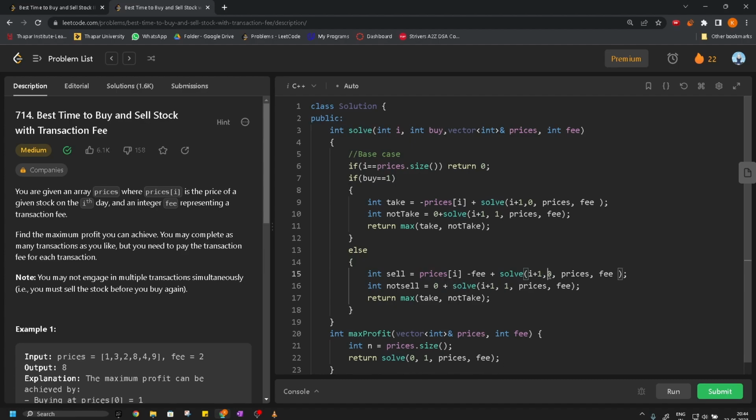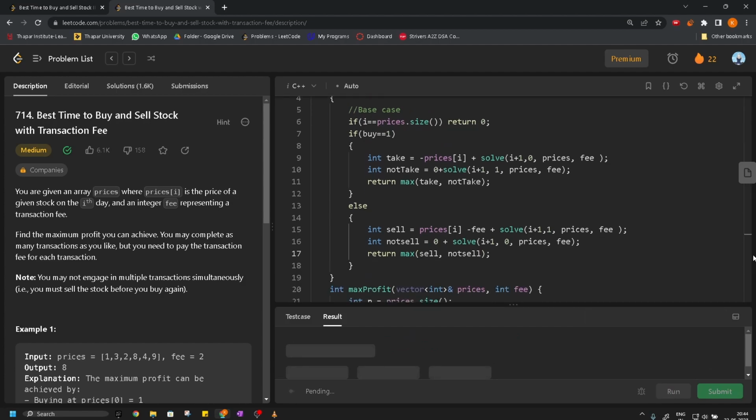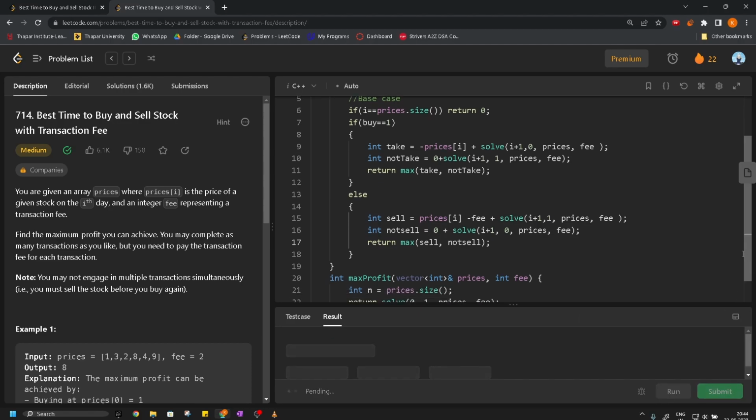And if we were to not sell, simply no gain or loss, so 0 plus solve. If we sold it the last time, this time we can buy. Since we sold it, we can buy on the next index. If we decide not to sell it, that means we cannot buy. We still have a stock with us, so we cannot buy a new one. And once again, since we have to get the maximum profit, we take the not sell and sell and return the maximum. So that should hopefully give us the right answer. See, yep, accepted.